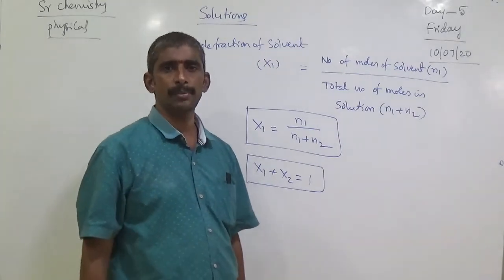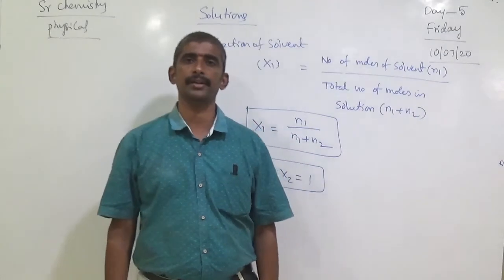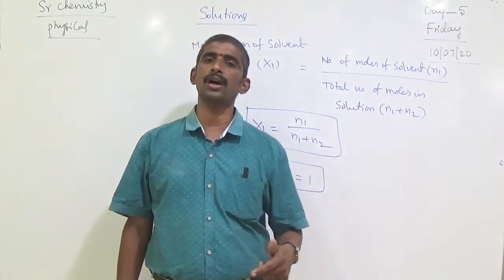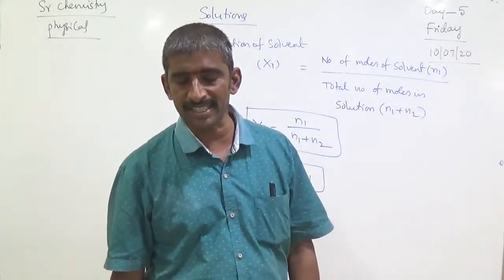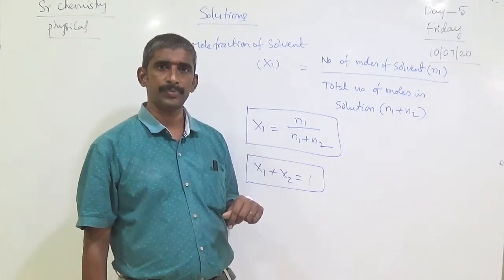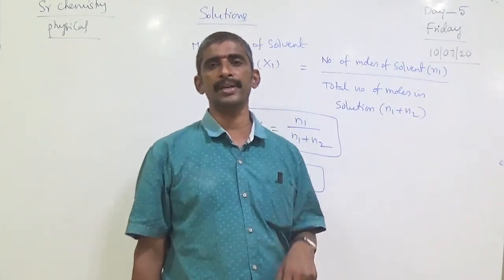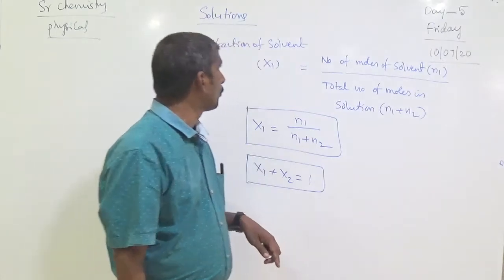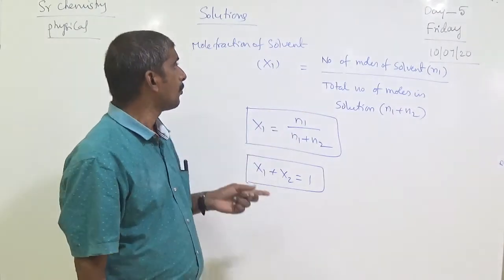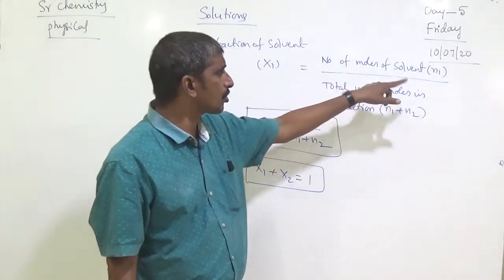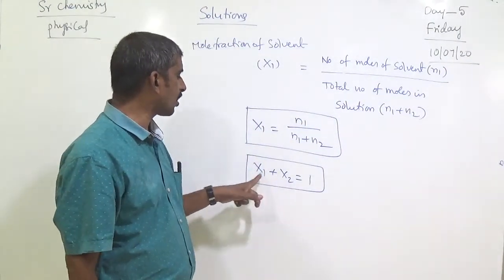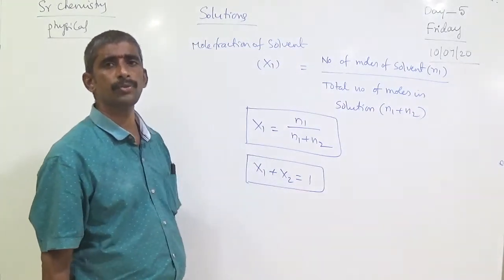Mole fraction can be defined as the ratio between the number of moles of one particular component to the total number of moles of all components in a solution. It has no units and is independent of temperature. Mole fraction of solute equals the number of moles of solute by the total number of moles in solution. Mole fraction of solvent equals the number of moles of solvent by the total number of moles in solution. So mole fraction of solute plus solvent equals 1. So that is a mole fraction.